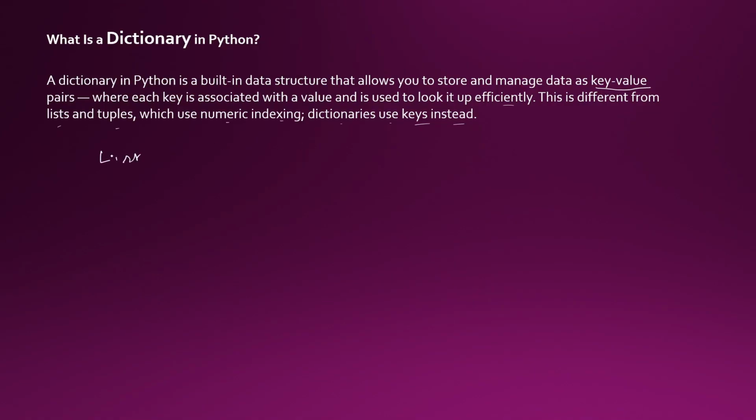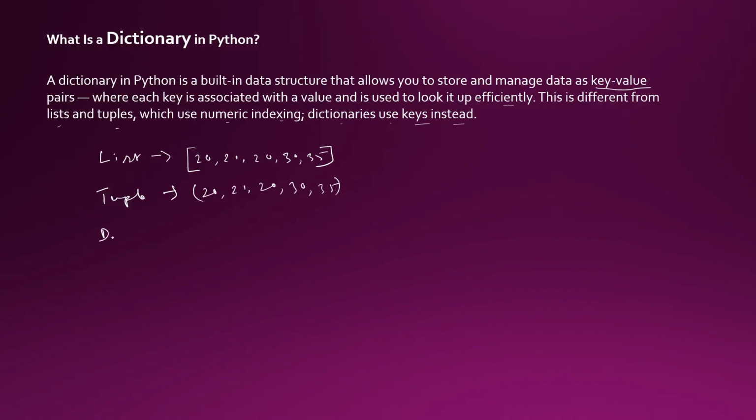In the case of a list, what have we done? To create our list, we just put square brackets, right? And within this, we mention all our values like this. In the same way, to create our tuple, we just put parentheses and within this, we mention all our values like this, right?